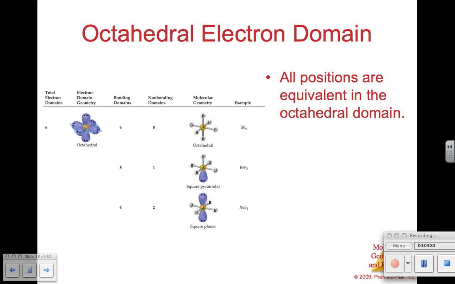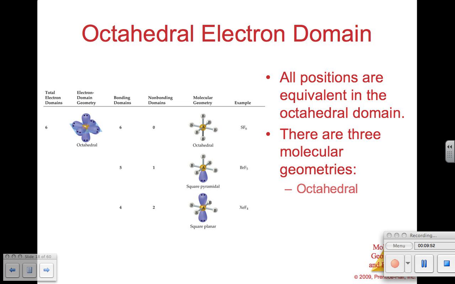And then going along, you have your octahedral, so 6 domains to start with. The whole shape is octahedral, but then you move to 1 non-bonding domain, and that's going to be coming off of either the top or the bottom, and you're going to get square pyramidal, and then the last one will be square planar, with lone pairs coming off of that.